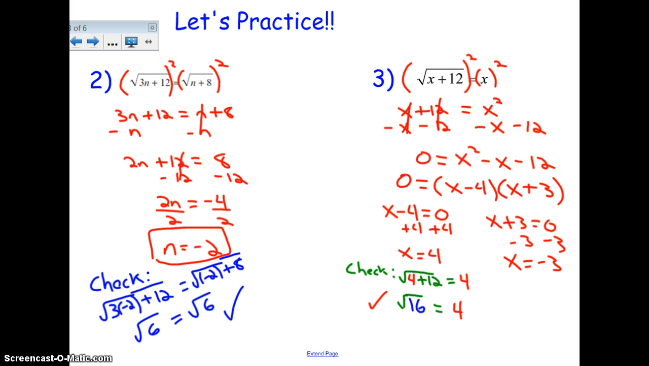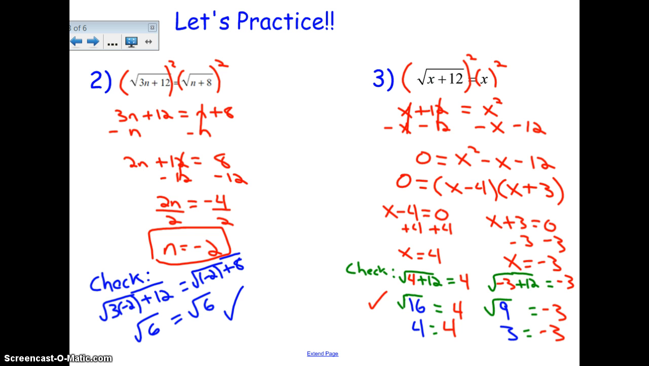As you can see, when you check x equals 4, you get a true statement. You end up with the square root of 16, which is equal to 4. That's great. Now we're going to put negative 3 in for x. So go ahead and check with negative 3 in place of x, and let's see what happens.